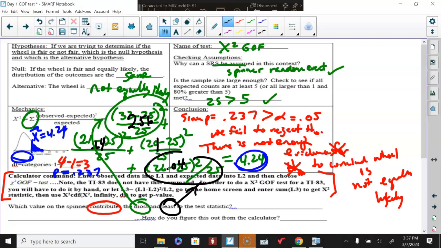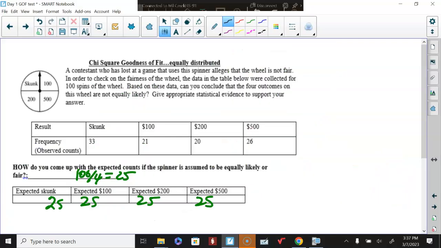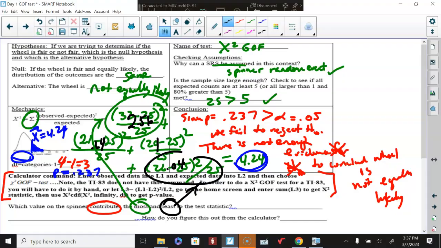Okay. So I'm going to go back and say, in the context of the problem, which one's the most, which one's the least? So skunk was the first one. So the skunk contributes the most, and $500 was the last one. So $500 contributes the least. So the most would be the skunk category, and the least would be the $500 category.